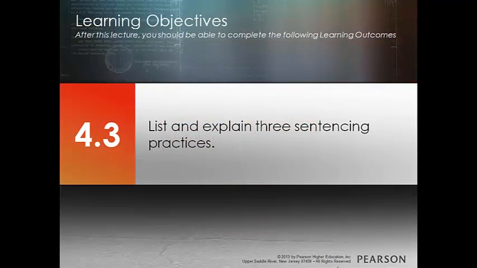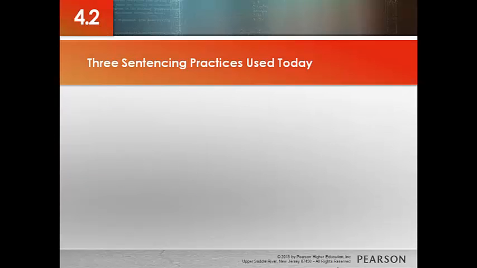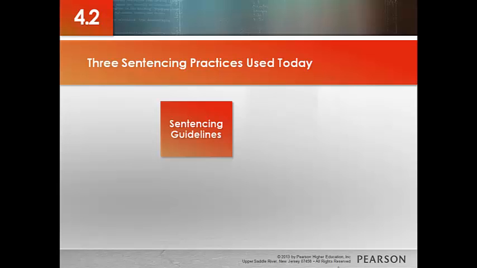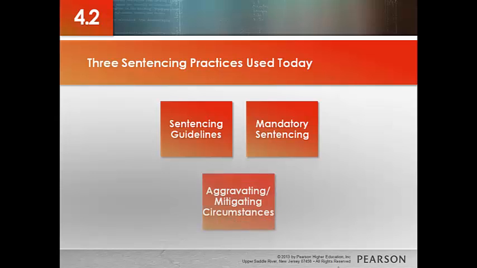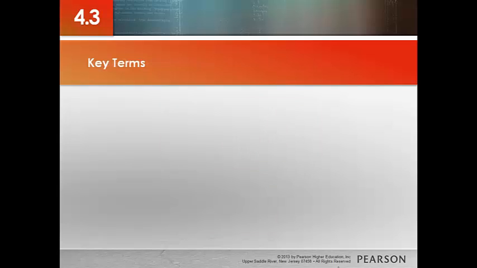The three sentencing practices used today are sentencing guidelines, mandatory sentencing, and aggravating/mitigating circumstances. Here are some definitions found in the text. Sentencing guidelines impose a predetermined sentence length based on crime severity and prior criminal history, with the opportunity for the judge to depart from the guidelines when circumstances warrant.